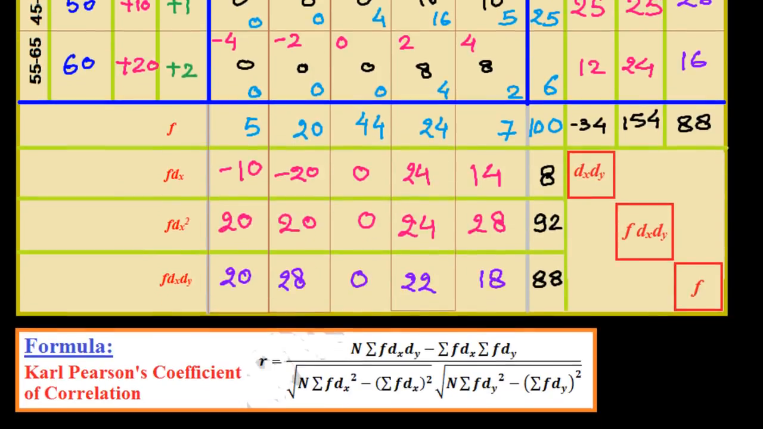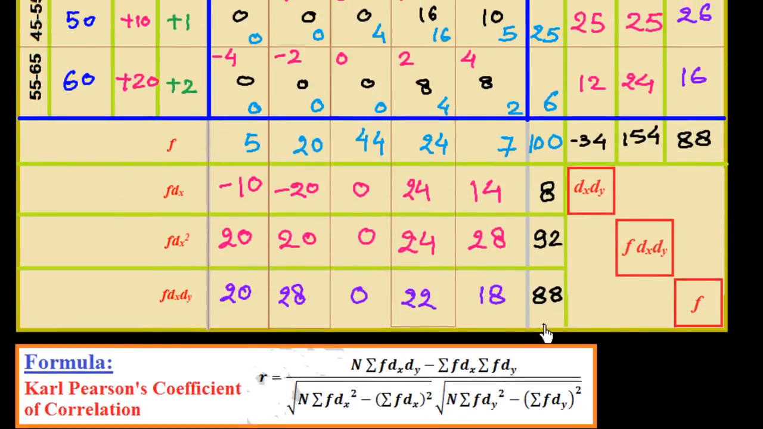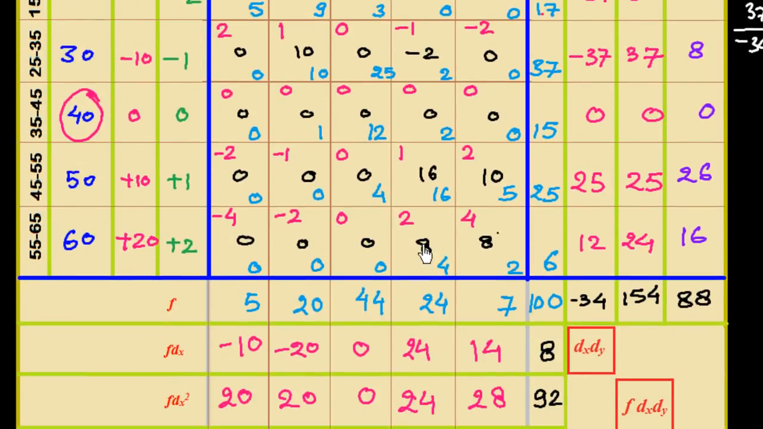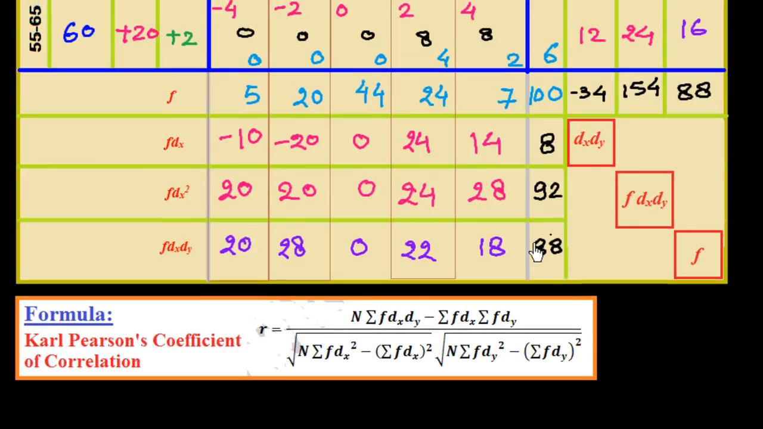Look at both the last columns. Here also 88, f dx dy, here also f dx dy. So our calculation of this whole table is correct. Each and everything we have done perfectly. If you see, both the f dx dy are the same. Here also 88 and here also 88.